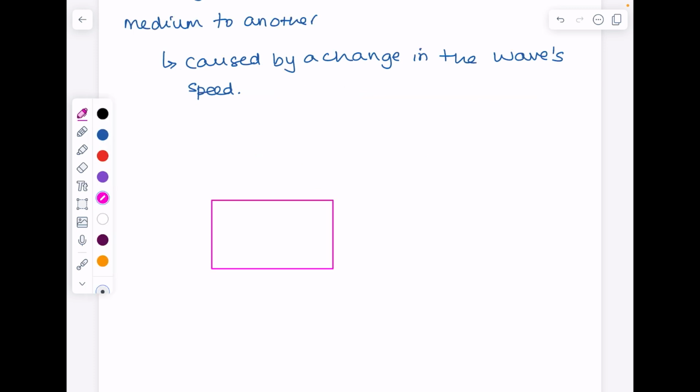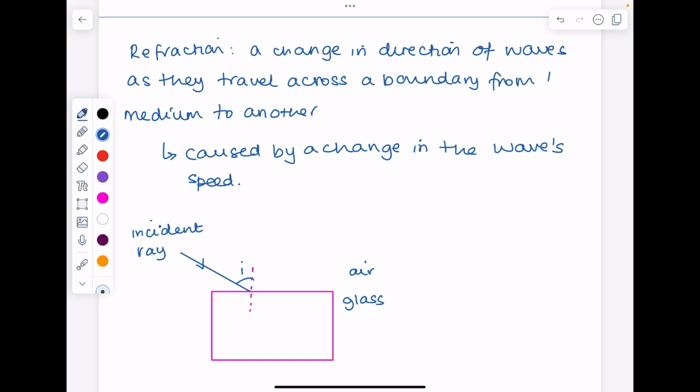So if you're at school, you may have done this experiment. Here's our glass block. There's my normal, drawn at 90 degrees. Here's my incident ray. It's a light ray. And as such, this is my angle of incidence. Now, if refraction didn't occur, you'd expect that ray to continue in this direction. But the ray is moving from air to glass, and as such, it's going to change direction as it crosses that boundary. It's actually going to slow down as it enters the glass, and that's going to cause that ray to change direction towards the normal.